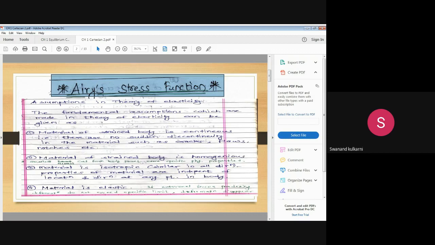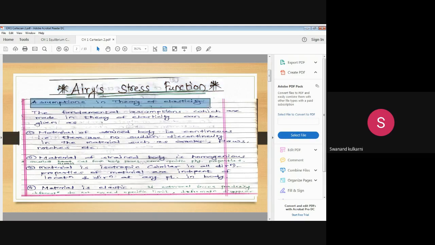Okay. So here, try to understand this concept of Airy stress function as a part of the Cartesian coordinate system. There are certain assumptions in the theory of elasticity. Always, for any modeling technique, for any theoretical case, certain assumptions are there. Whenever any equation is framed, that equation is based on certain assumptions.